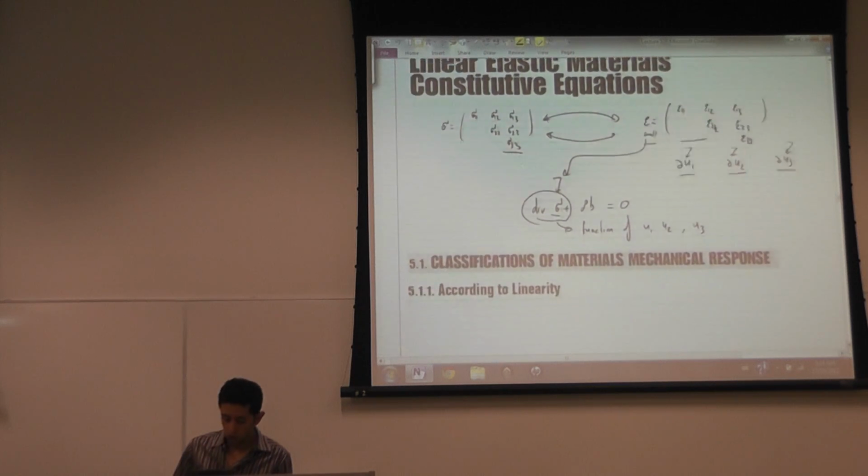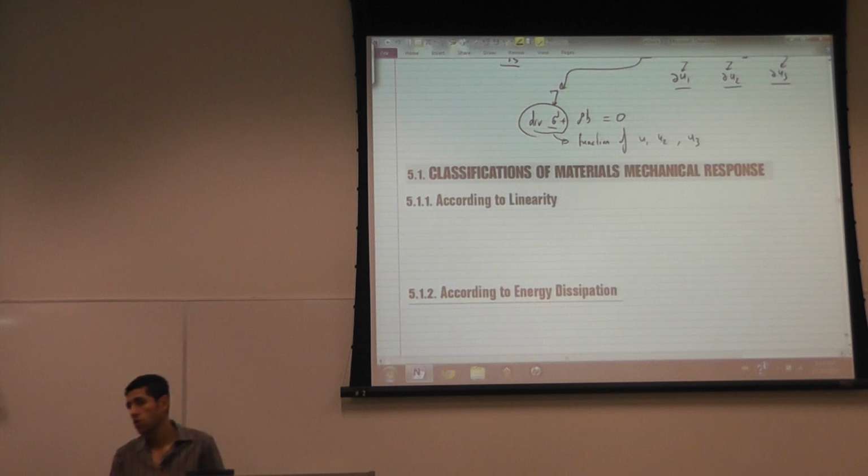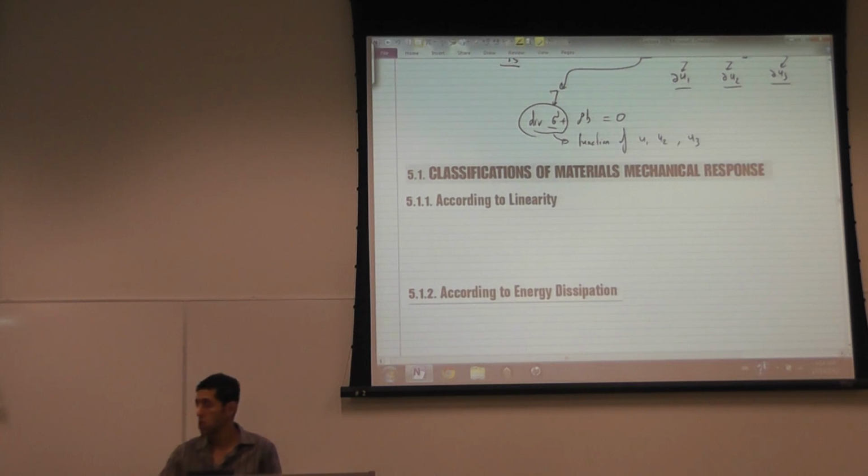Usually, you create a new material, you assume a model, you take it to the lab, and you conduct some experiments to find out whether this material follows this model or not. So there are different models. The first question is: is this material linear or not? If the relationship between the stress and the strain is linear, then the material is called linear, otherwise it's nonlinear.